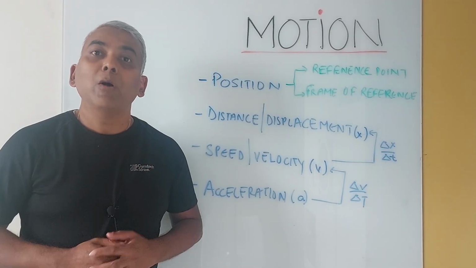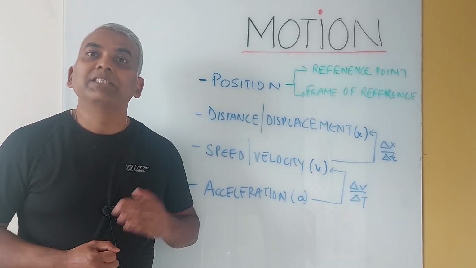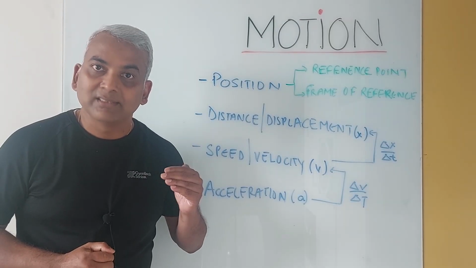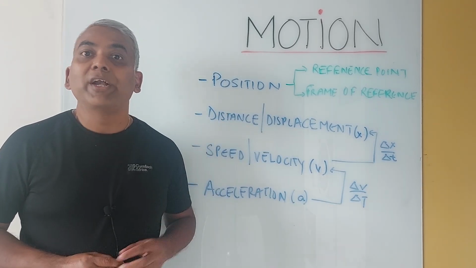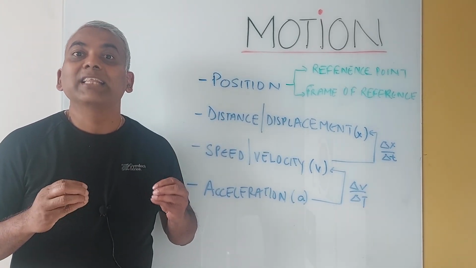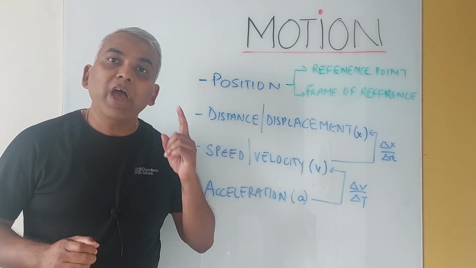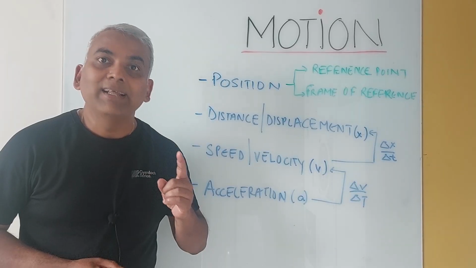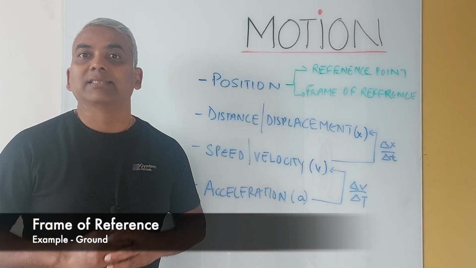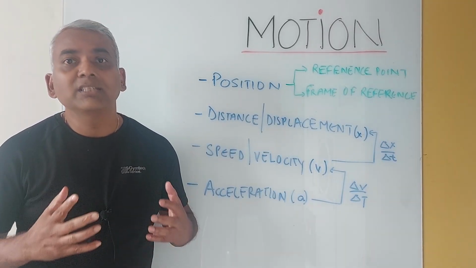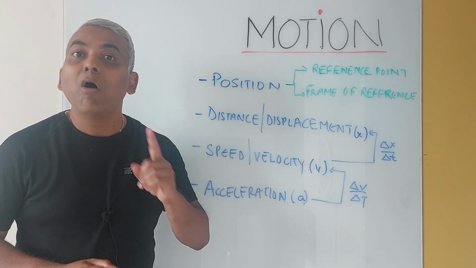If the position of the object with respect to the reference point does not change with time, we say that the object is at rest. Alternatively, if the position of the object with respect to a reference point changes with time, we say that the object is in motion or the object is moving. Here, it is very important to note that the object and the reference point are in the same frame of reference. Generally, the ground is considered as a frame of reference. It is true in most cases, but not all the cases.